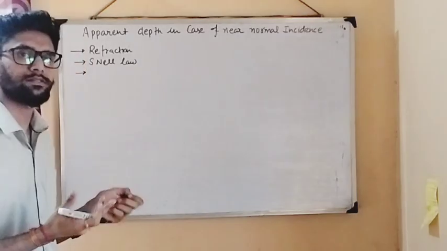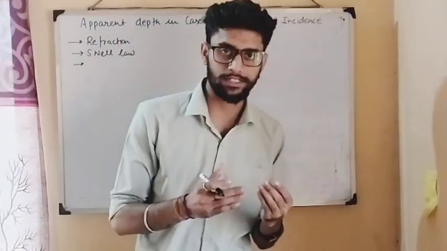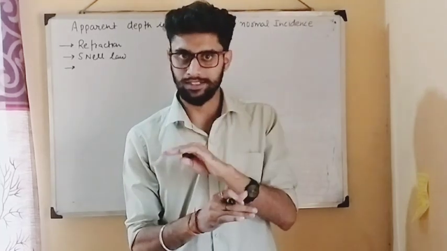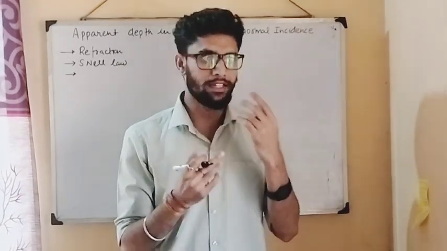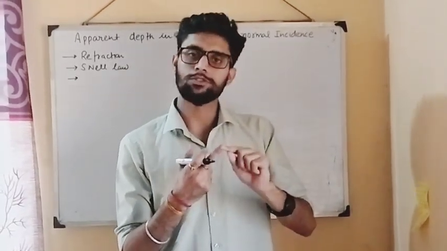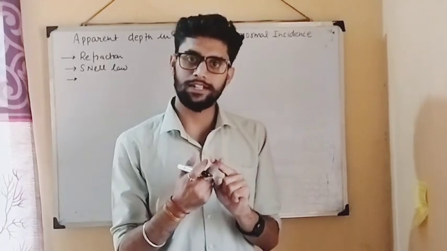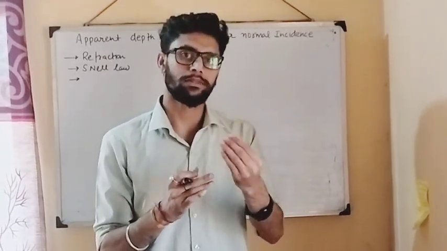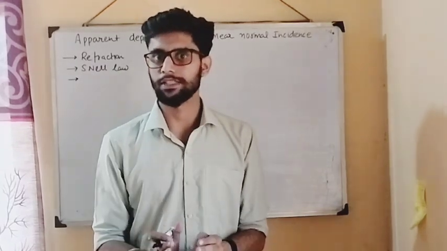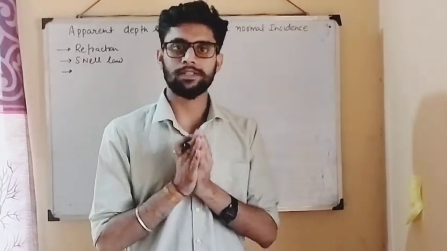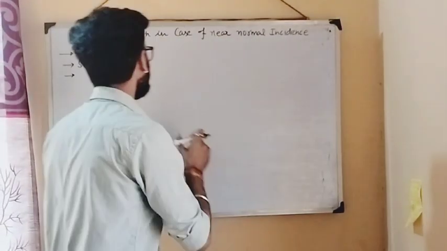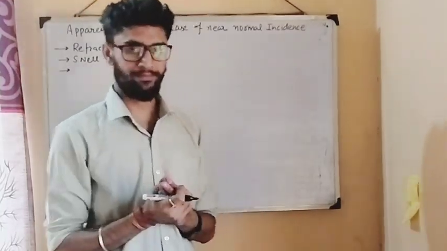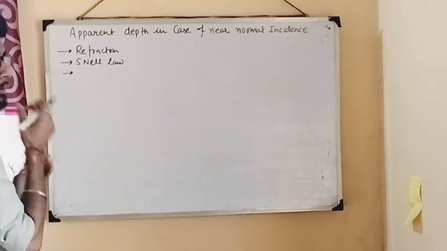So refraction, if we talk about refraction, what is it? It is basically bending of light when light goes from one medium to another medium. Okay, and there are two concepts over this. When light goes from rarer to denser medium, it bends towards the normal, and when light goes from denser to rarer medium, it bends away from the normal. So these are the concepts that we are going to use, and apparent depth is only an application of refraction.